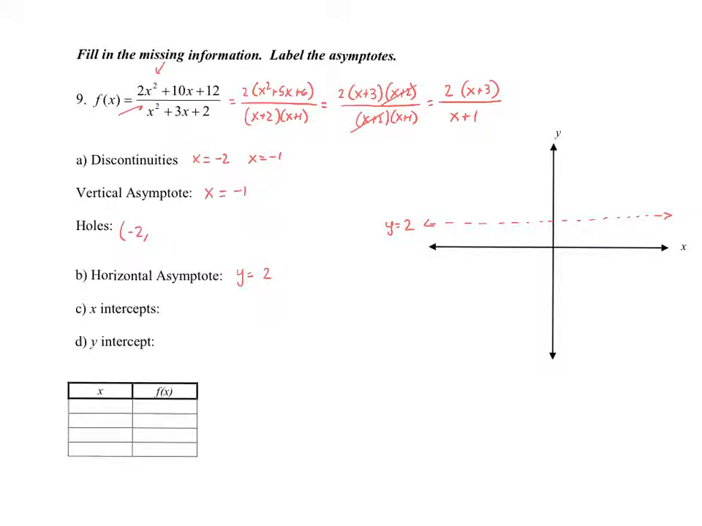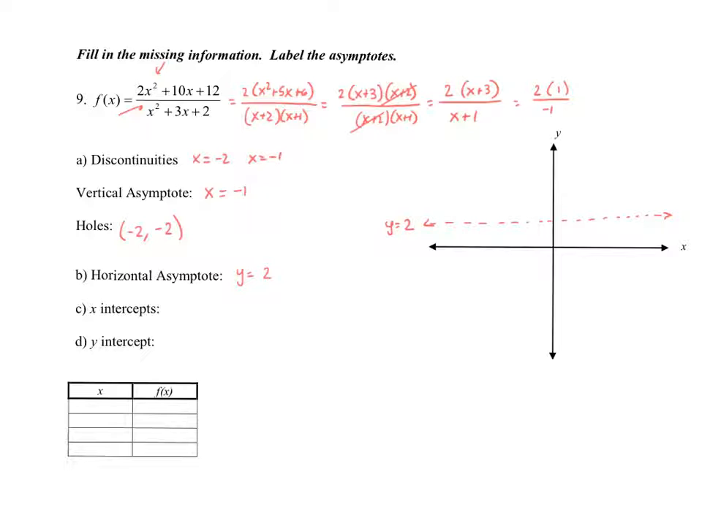Now, I need to go back and find the y-coordinate of the hole. So in order to find the y-coordinate of the hole, we're going to plug in that value into the simplified function. So I'll have 2 times negative 2 plus 3 is 1, over negative 2 plus 1 is negative 1. And so this will tell me that there's a hole at negative 2 comma negative 2.